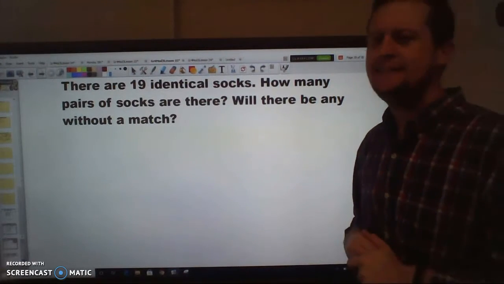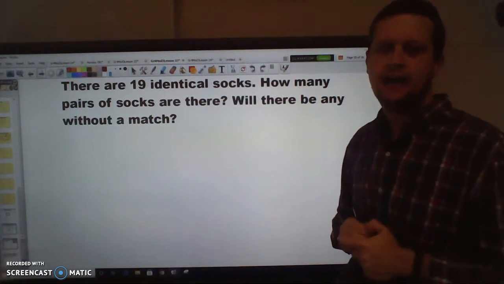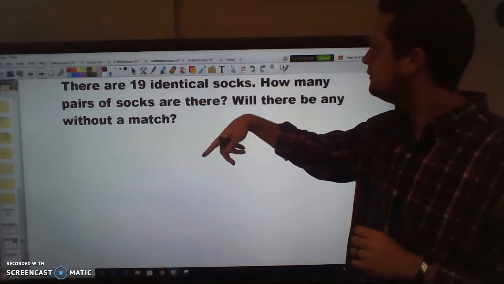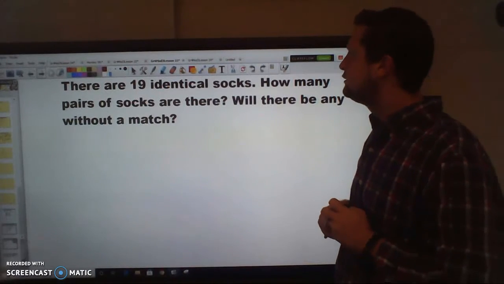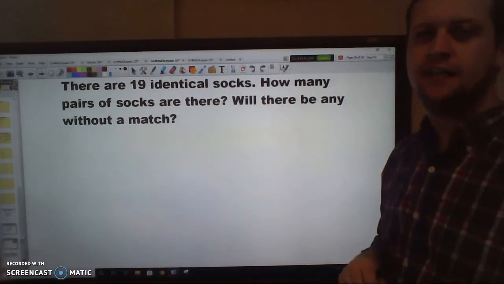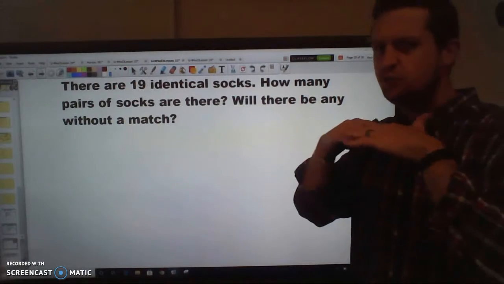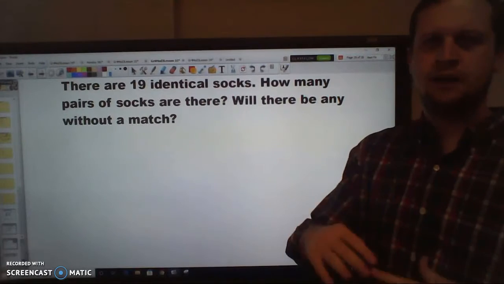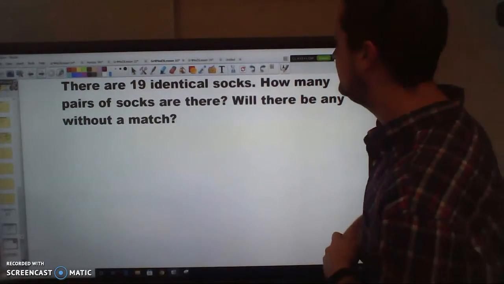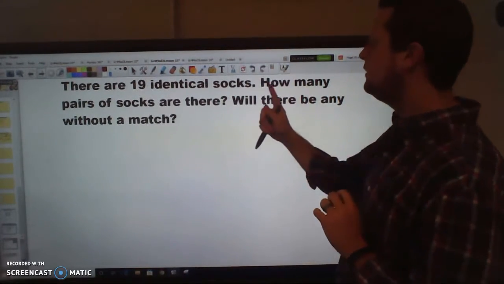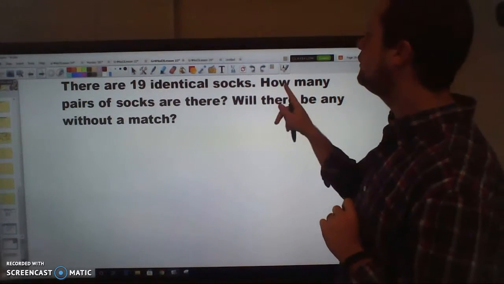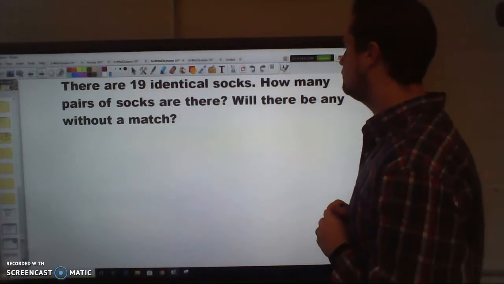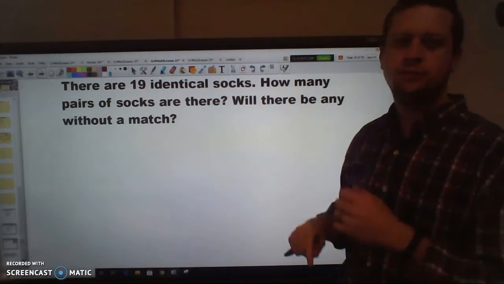There are 19 identical socks. Uh-oh. Sounds like Mr. Jensen doing some laundry here. Identical means exactly the same. So same color, same size. If you've ever heard somebody has an identical twin, that means they have somebody that looks just like them. Okay? There are 19 identical socks. How many pairs of socks are there? Will there be any without a match?